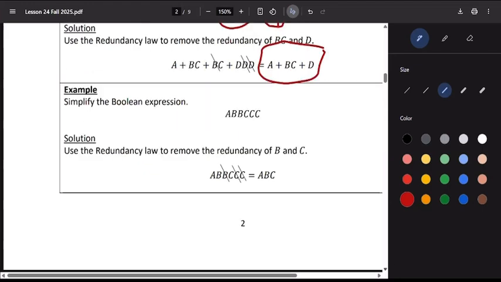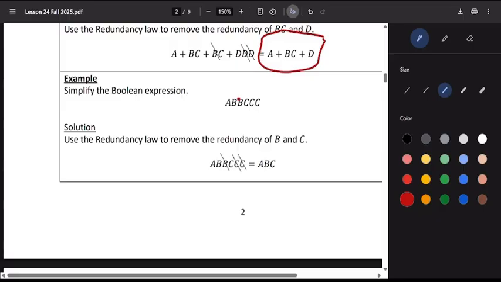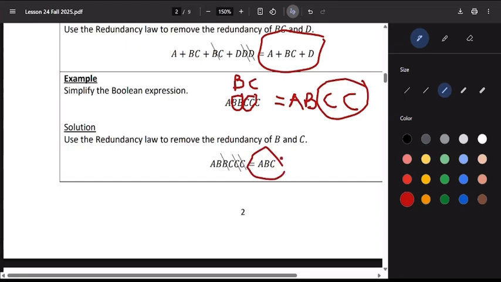If I want to go into another example, take a look at this one. By the multiplicative law of redundancy, that's going to be B. And by the multiplicative law of redundancy, that's going to be C. So at the moment, what I got is A, B, C, and C. Now, applying the redundancy law of multiplication again, that's going to be C. And that's why we have this here.